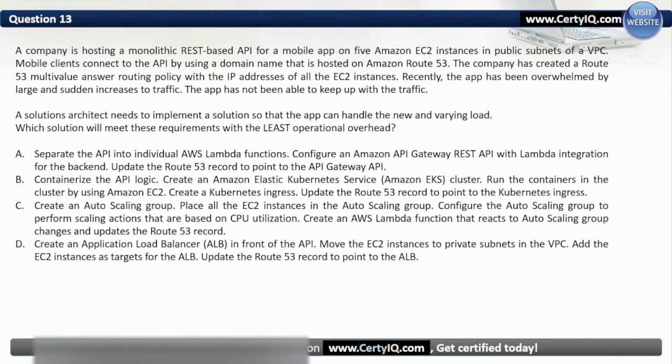Question 13. A company is hosting a monolithic REST-based API for a mobile app on 5 Amazon EC2 instances in public subnets of a VPC. Mobile clients connect to the API by using a domain name that is hosted on Amazon Route 53. The company has created a Route 53 multi-value answer routing policy with the IP addresses of all the EC2 instances. Recently, the app has been overwhelmed by a large and sudden increase in traffic. The app has not been able to keep up with the traffic.